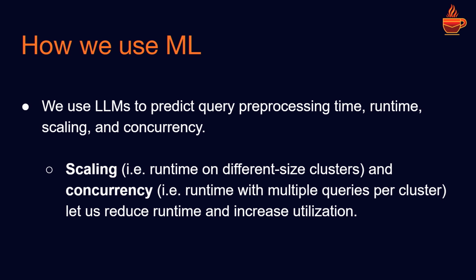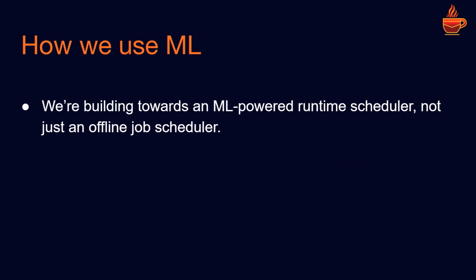Scaling and concurrency, so these are both variations of parallelism, help us reduce runtime and increase utilization. You want to make sure that you're running queries on warehouses that are the right size. You want to make sure that you are utilizing as much of a cluster as you can so that you're not just paying for machines and cores to sit idle and spin and do nothing.